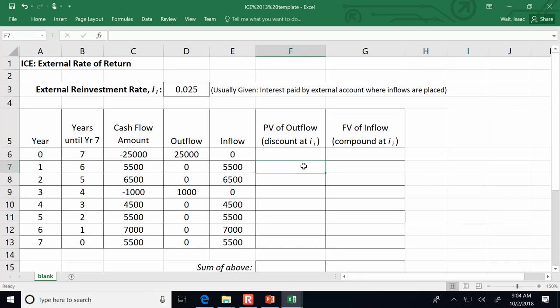There's this separate column for outflow and inflow. So for the outflow column, you don't have to put the negative sign for the outflows, because since we're calling it outflow, that's kind of already assuming that any amount that we put in this column is going to be below the cash flow diagram, meaning that it's money that's going out from us.